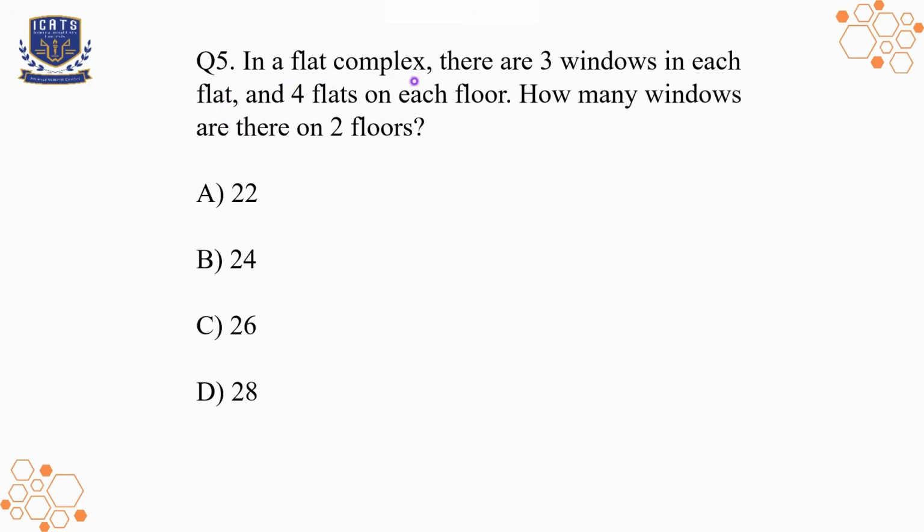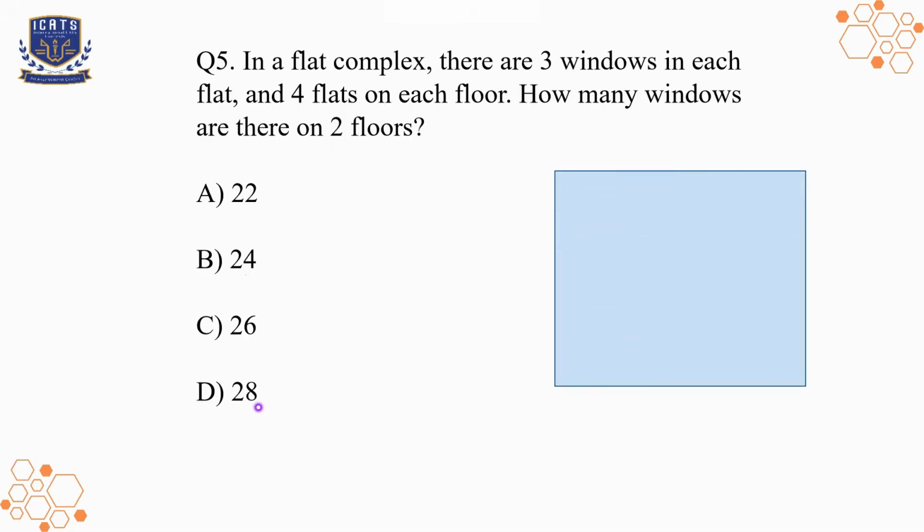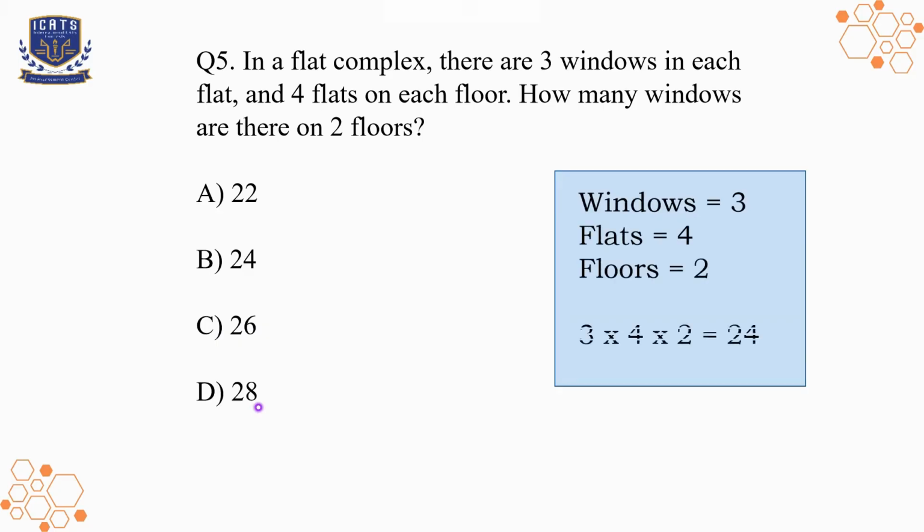Question number 5. In a flat complex, there are 3 windows in each flat and 4 flats on each floor. How many windows are there on 2 floors? Option A is 22, option B is 24, option C is 26 and option D is 28. To find that out, we will multiply the number of windows by the number of flats and the answer will be multiplied by the number of floors. So there are 3 windows, 4 flats and 2 floors. We can multiply all 3 numbers together, like 3 fours are 12 and 12 twos are 24. So we will select option B here.